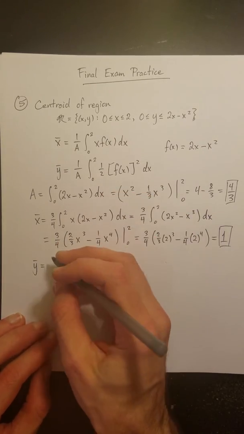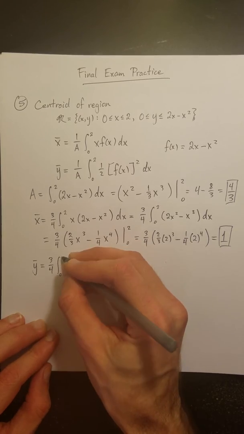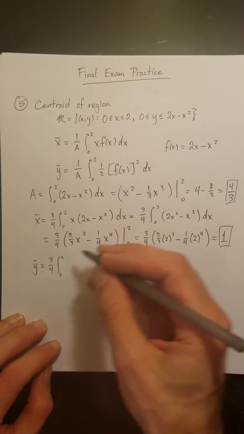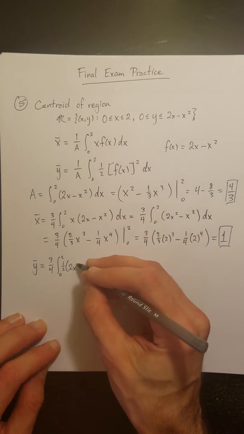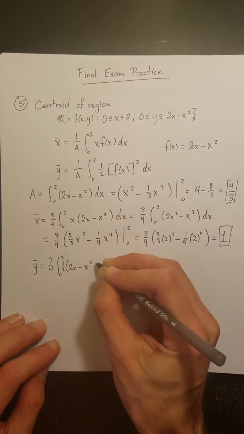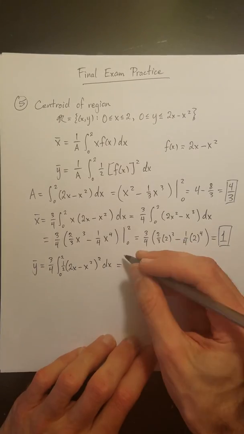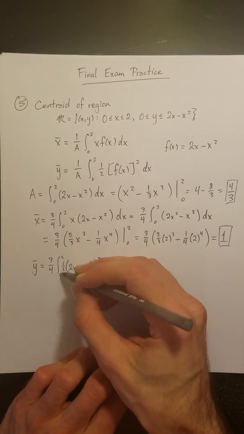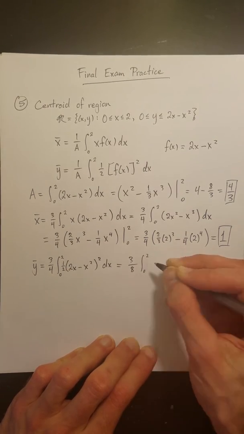So we take the reciprocal of the area, so that's 3 over 4, and then I want to compute the integral from 0 to 2 of the square of our function, times 1/2. Okay, so 2x minus x squared, all to the power 2. So this is going to be 3 over, well, I can take this 1/2 out, so this is 3 over 8, integral from 0 to 2.